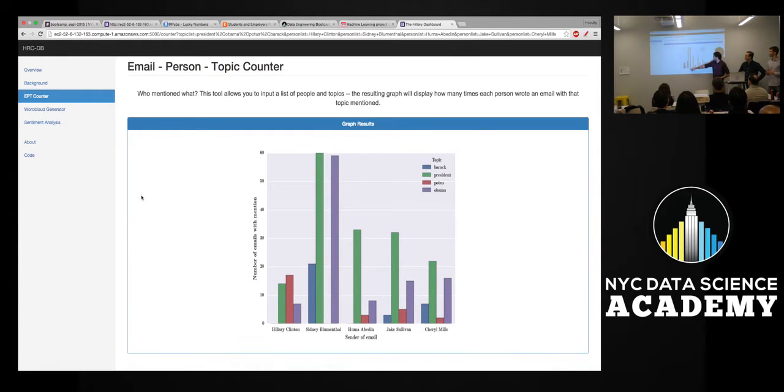Sidney Blumenthal is very formal. It looks like he's always saying President Obama. It's hard to tell between purple and blue. Sorry about that, purple's towards the right. Hillary's the only one saying POTUS, mostly.